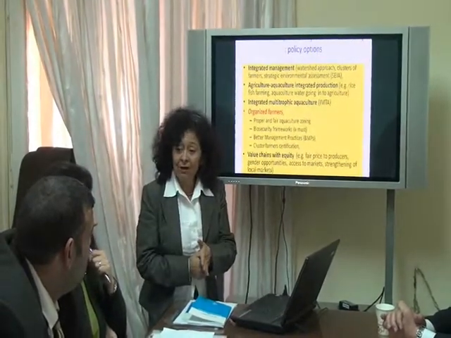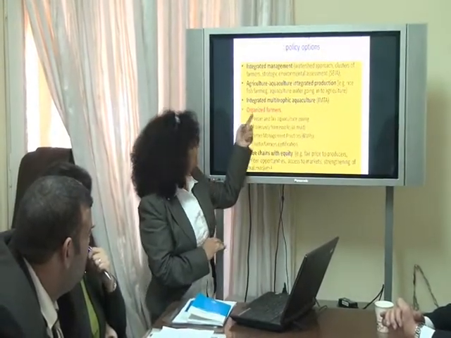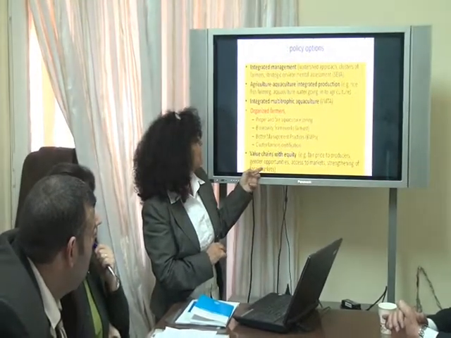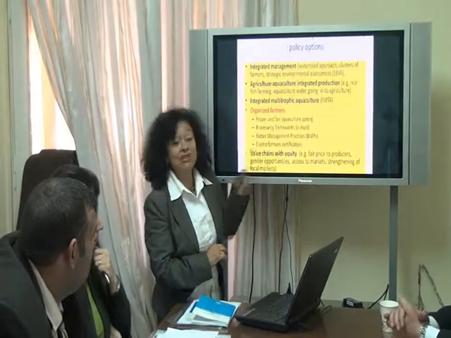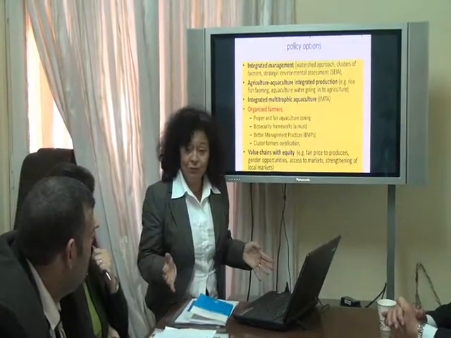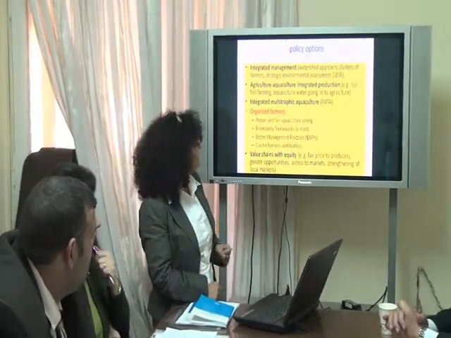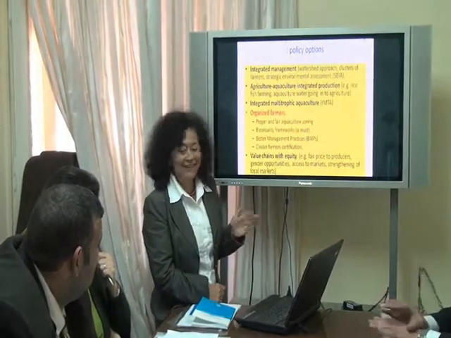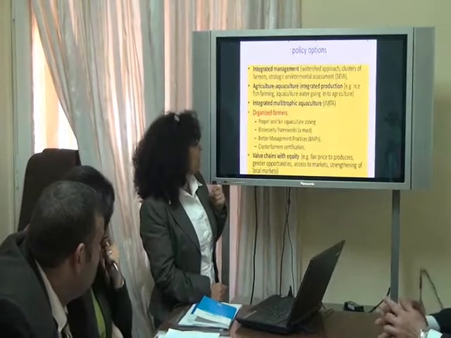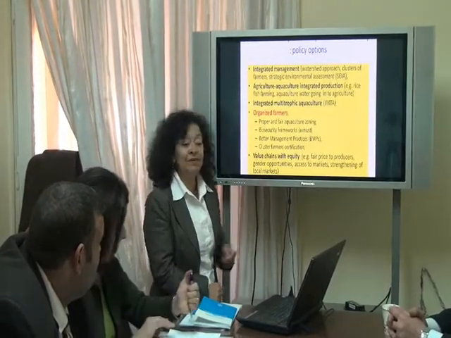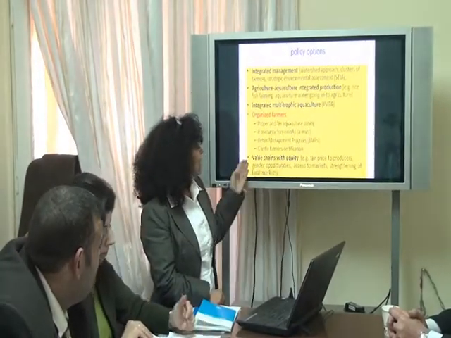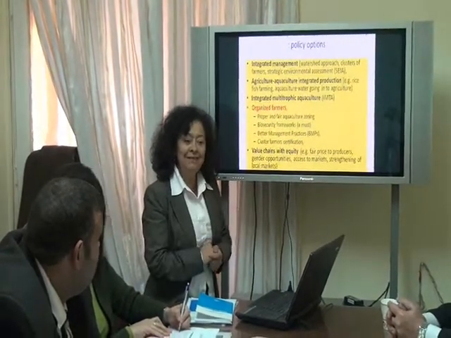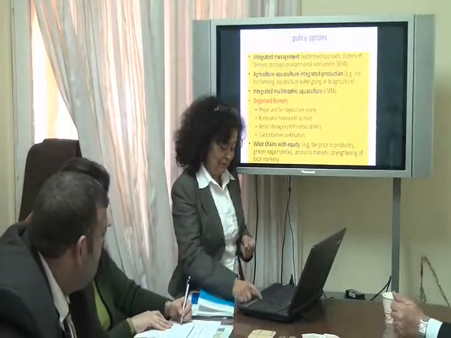Integrated multi-trophic aquaculture. And a key part are the organized farmers. Proper and fair aquaculture zoning, you are talking about that already, this is very important. Biosecurity frameworks are absolutely a must. Better management practices, cluster farmer certification, value chains with equity. So we have all these policies that are possible within the ecosystem approach.